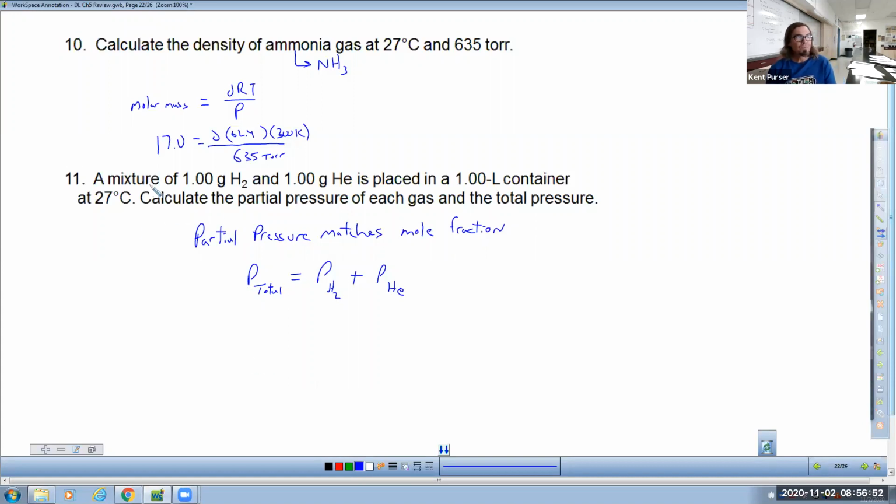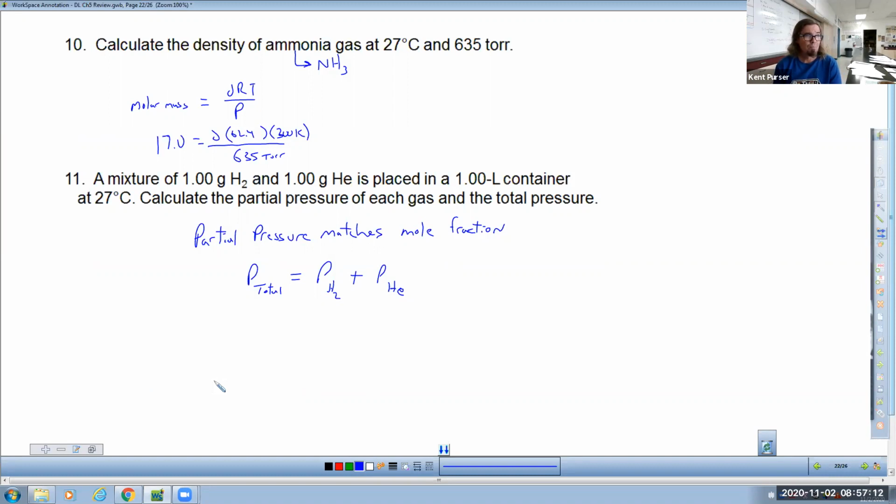Question number 11, they gave us masses of our two gases. We place them in a 1 liter container at 27 degrees, and we want to find the partial pressure of each gas and also the total pressure. I wrote a note that said partial pressure matches the mole fraction.